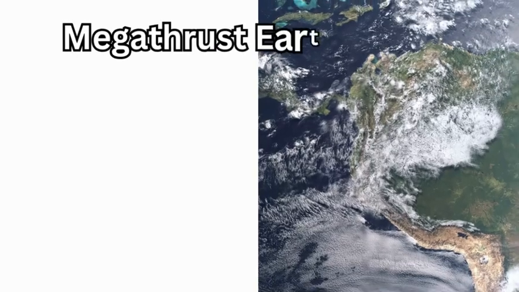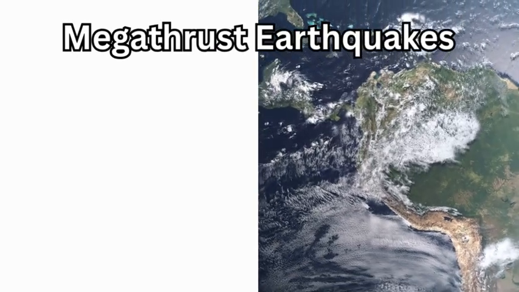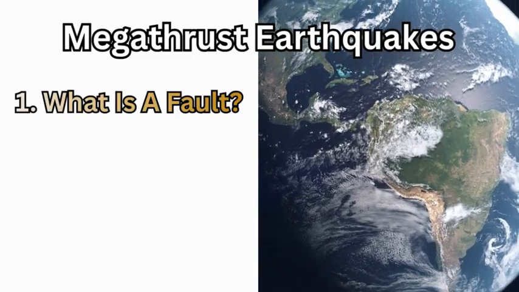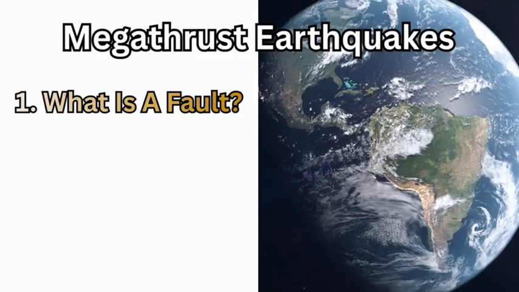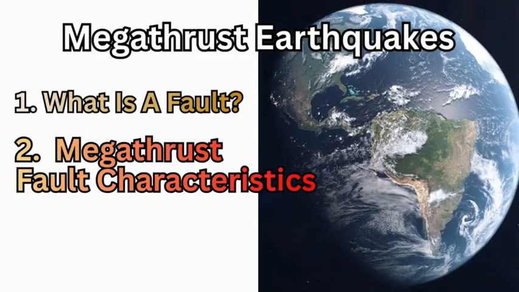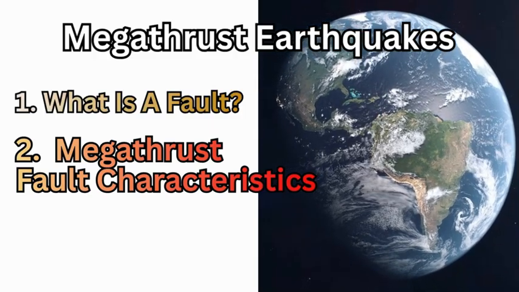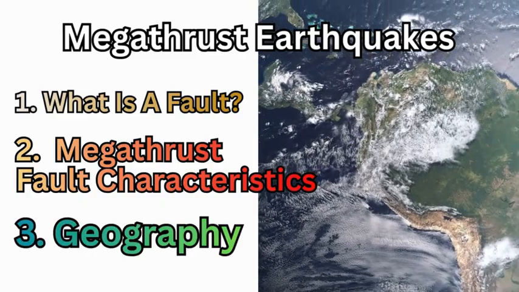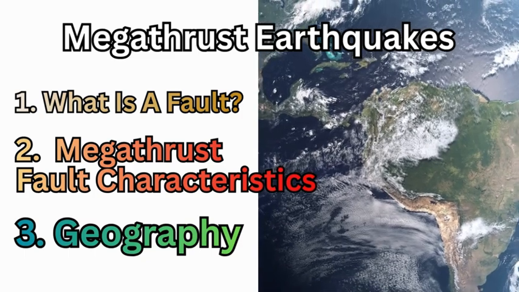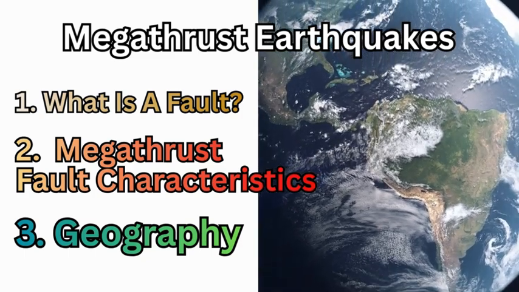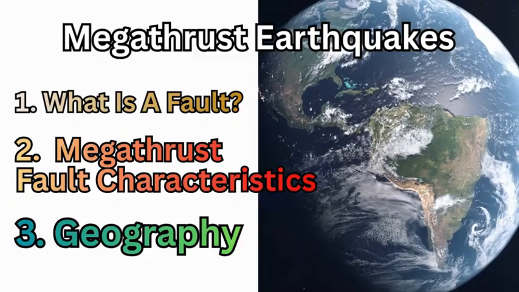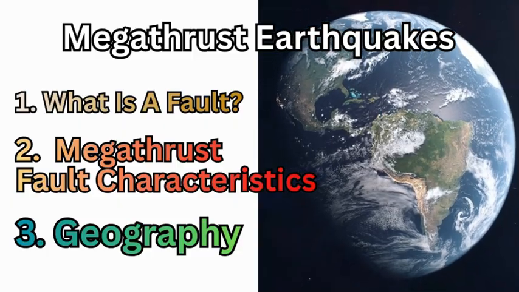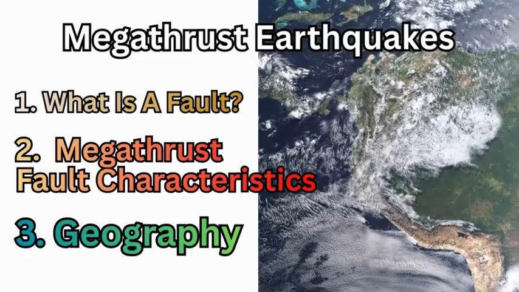This video we're going to discuss megathrust earthquakes. First, we're going to look at what a fault is in tectonics and seismology, then discuss what type of fault a megathrust earthquake is associated with and its characteristics, then look at where geographically these megathrust earthquakes occur on our planet and why they are historically and potentially one of the most fearsome natural disasters that we have on Earth.